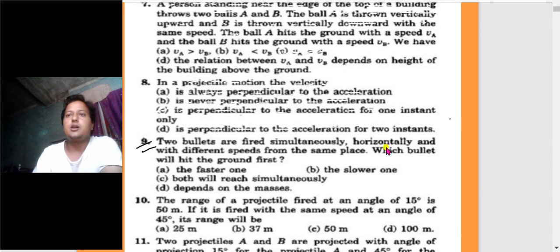Two bullets are fired horizontally with different speed. Which bullet will hit the ground first?